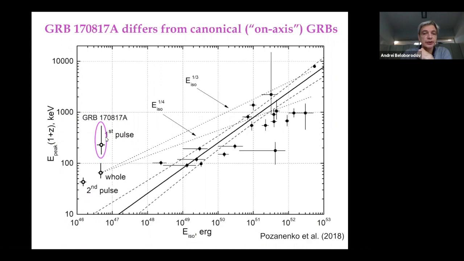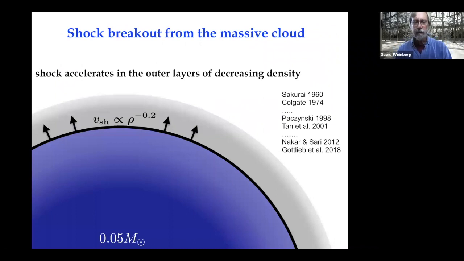As you can see here, GRB 170817A is the counterpart of the gravitational wave event. It's 200 keV, roughly speaking. Well, if you extend the correlation of the observed GRBs, it should be much, much softer. All right, and so people, can I ask, sure, go ahead.